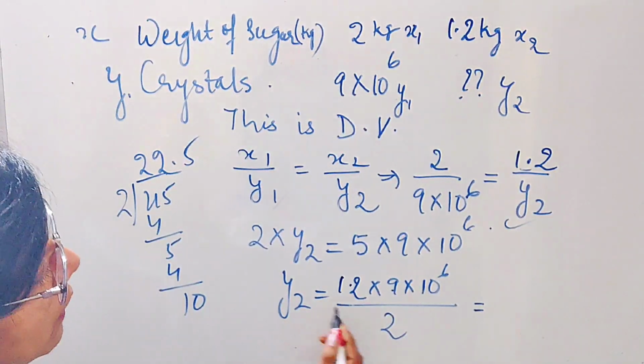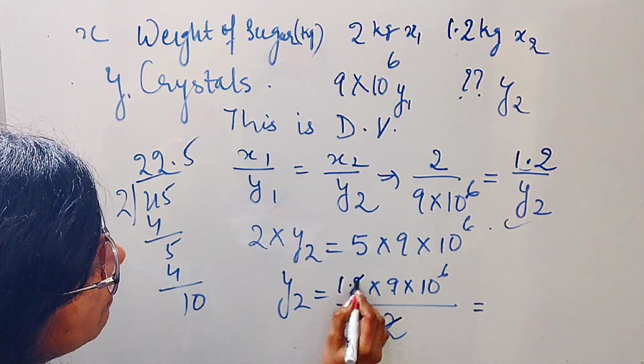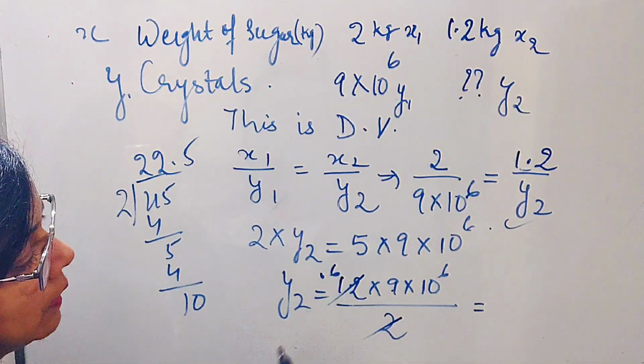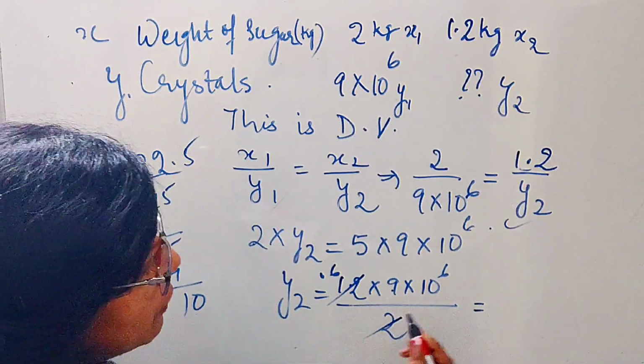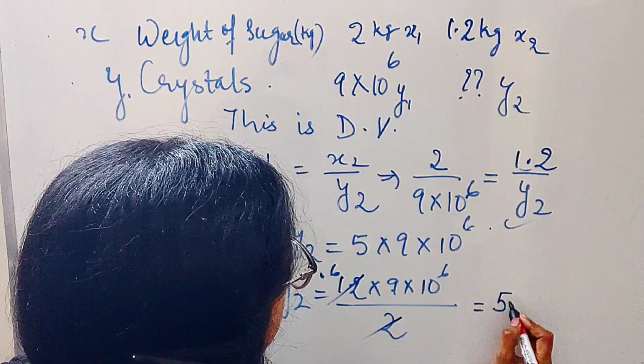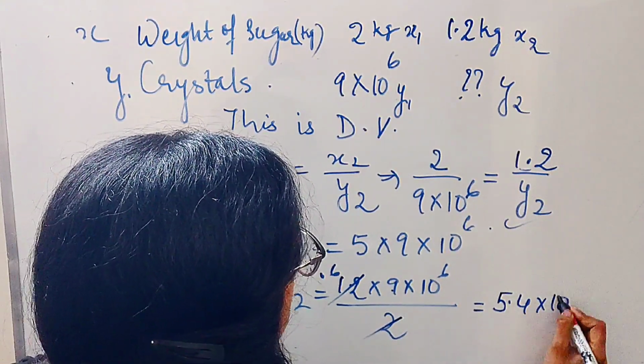So this will be cut. This will become 0.6 and 9 6s are 54. So this will be 5.4 into 10 to the power 6 crystals.